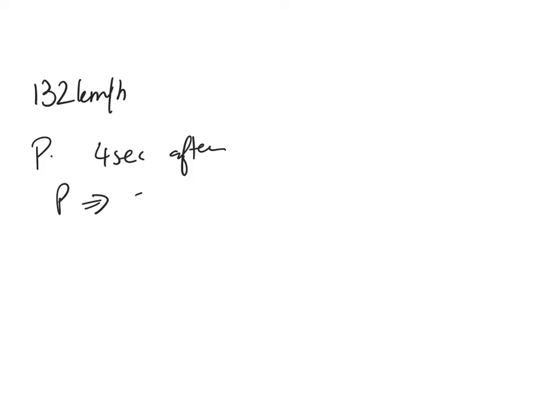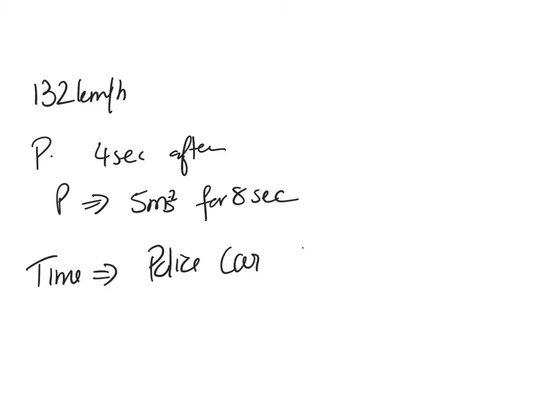And the speeding motorist happens to be going at 132 kilometers an hour. And then a stationary police car spots this speeding motorist and begins pursuit 4 seconds after the car has passed. And we know that this police car accelerates at 5 meters a second squared for 8 seconds. The question is, at what time will the cop car catch up?